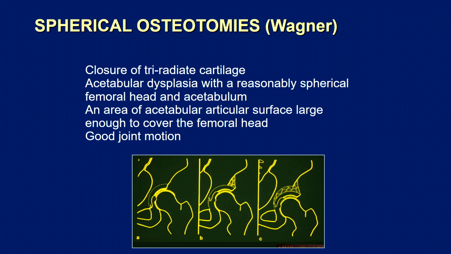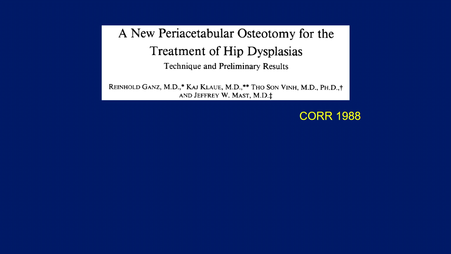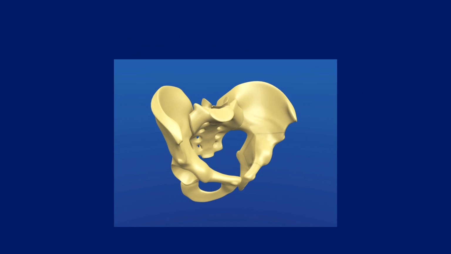Wagner, I will not mention it because no one is using them, so forget about this thing, at least in North America. Then we come to the periacetabular, or the Ganz osteotomy, popularized by Ganz from Bern in Switzerland in 1988. And it's very important to know the principle of the Ganz osteotomy. So you do your cut here, here, and here, and the last cut, which is the blind part of the cut here, you maintain the integrity of the posterior wall of the acetabulum. And that's the whole idea of the Ganz, so that you have a free fragment here, completely free.